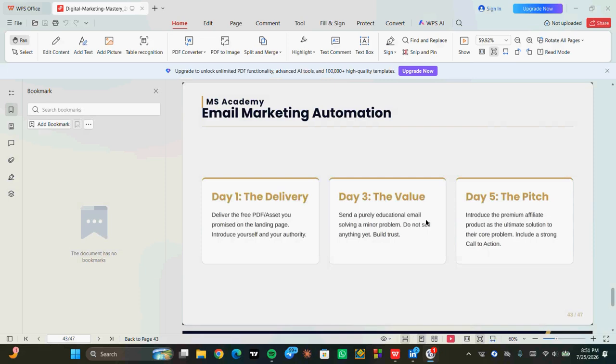Now there's the 1, the 3, and the 5. From the 1, that is the delivery. Deliver the free PDF or assets you promised on the landing page. Introduce yourself and your authority. Now there's an objective towards this. The objective is you fulfill your promise and make a strong first impression. Your first impression matters.